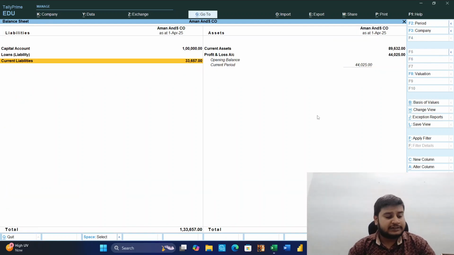So this was all related to rent and its implication, how TDS is deducted and the security deposit entry.